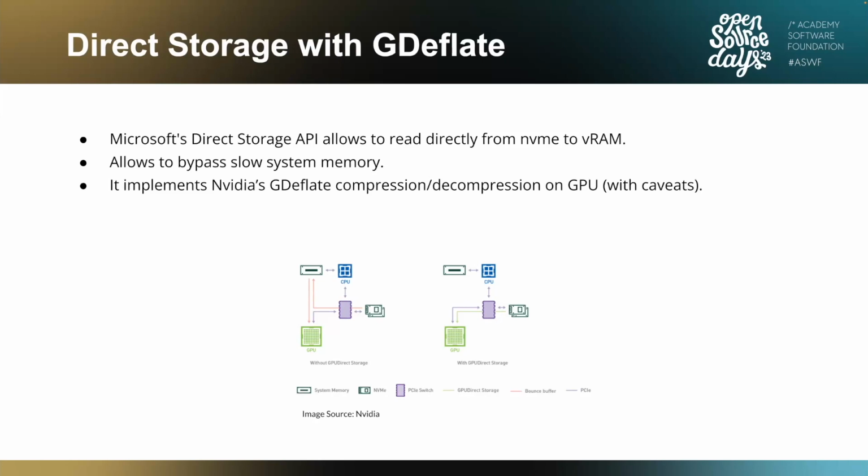So Microsoft's direct storage API implements both. It allows you to read directly into GPU and decompress at the same time. So it implements GDFlate. For that reason, we chose direct storage for this experimentation. Next slide.